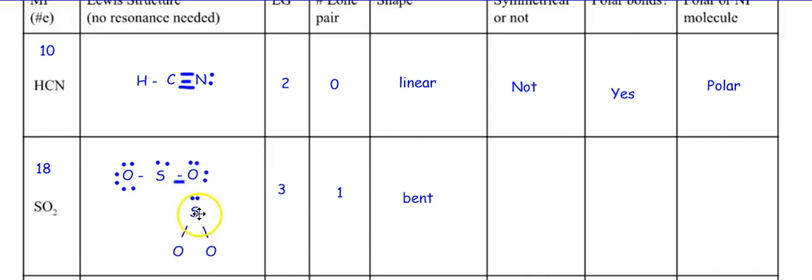So that's my bent molecule. Is it symmetrical? Oh, no way, Jose. Definitely not. It's bent. Your bents are not symmetrical. Do I have any polar bonds?